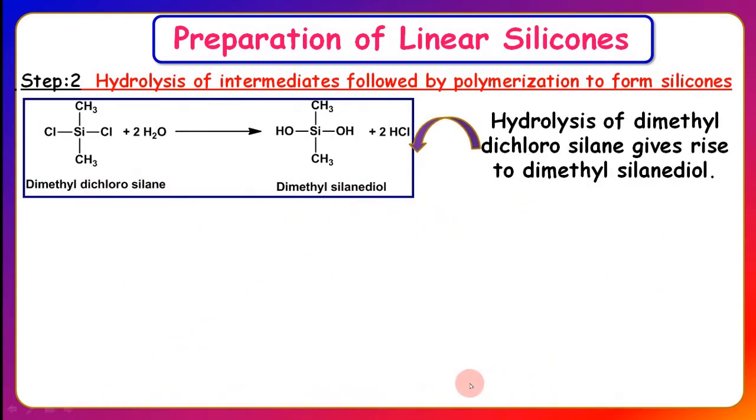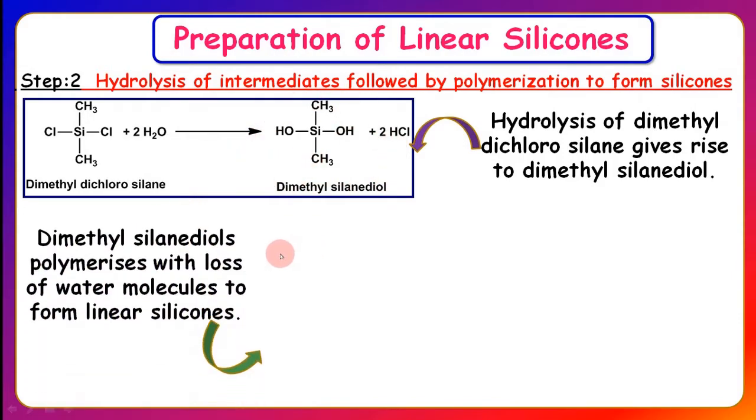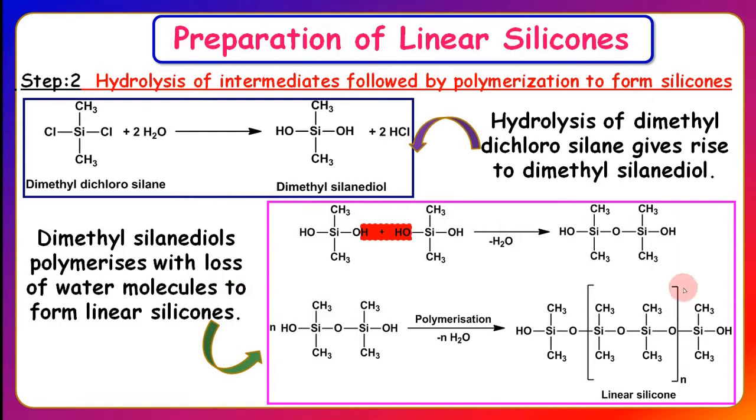Let us discuss the preparation of linear silicones. The intermediate required for the preparation of linear silicone is dimethyl dichlorosilane. This on hydrolysis gives dimethyl silane diol. These dimethyl silane diols polymerize with the loss of water molecules to form linear silicones, as shown in this picture.